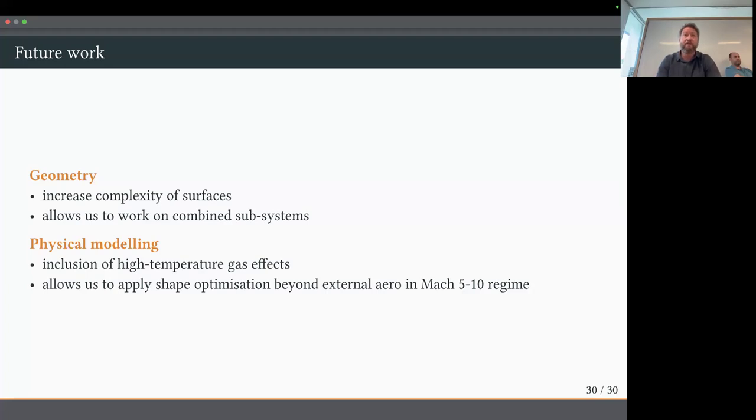And on the physical modeling front, we want to step out of the perfect gas aero and move to include our high temperature gas effects. So particularly I'm thinking about finite rate chemistry effects and multi-temperature effects. This would allow us to look at configurations inside scramjet flow paths and also high-speed blunt bodies, re-entry bodies. So as I noted there, that would push us out of just the external aero in the Mach 5 to 10 regime. So I'll end at that point, and maybe I'll hand back to Azadeh.